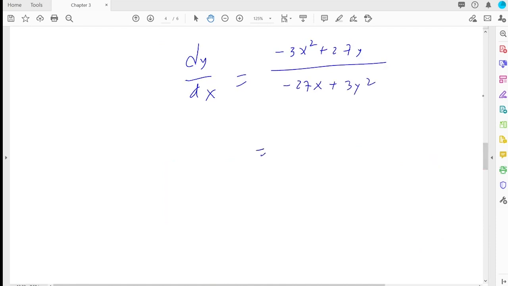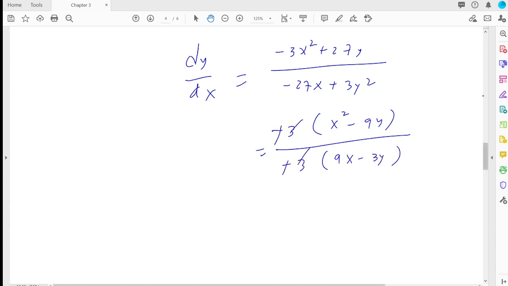If you want to simplify this more, you can factor out negative 3 on the top. That will give you x squared minus 9y, and negative 3 on the bottom. That will give us 9x minus 3y. So we can cancel this 3 and negative 3. So eventually the derivative is x squared minus 9y over 9x minus 3y. So that's the answer.